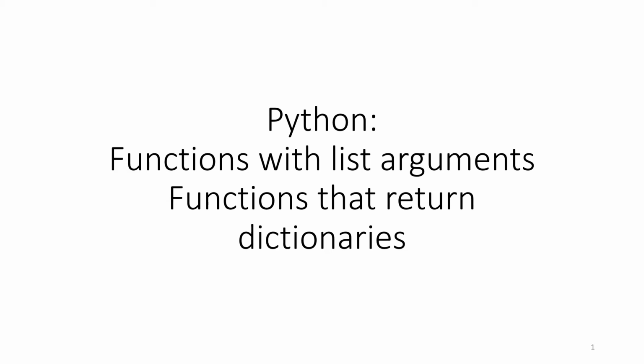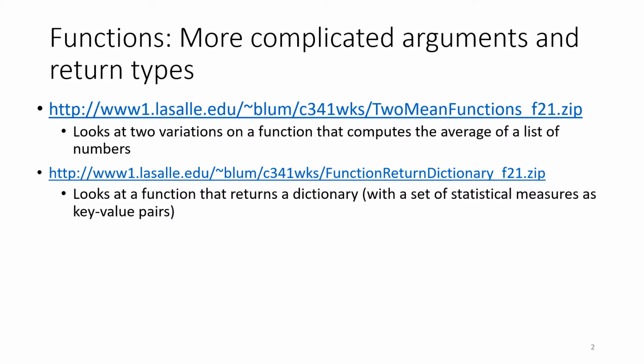In this video, we're going to look at two Python programs that have functions that are a little more complicated. In the first one, the functions are going to have arguments which are lists, and the second one is going to have a return type that is a dictionary. The URLs for the two programs we're going to look at can be seen here.